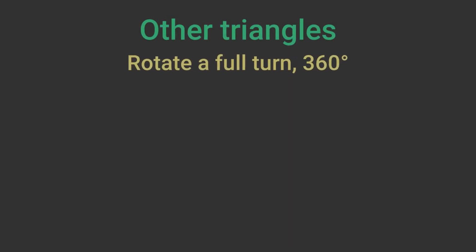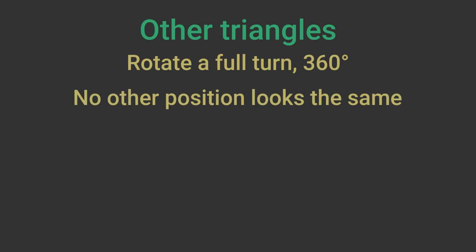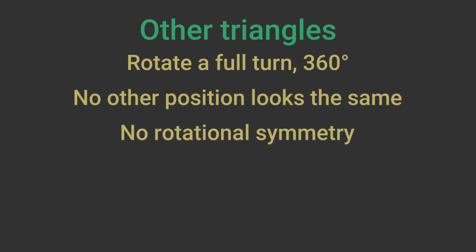Any other triangle needs to be rotated by a full turn, or 360 degrees, to map onto itself. This means that there are no other positions that look the same, so we say it has no rotational symmetry. We can say that it has rotational symmetry of order 1, but that isn't really symmetry because the shape is rotated right back to its original position.